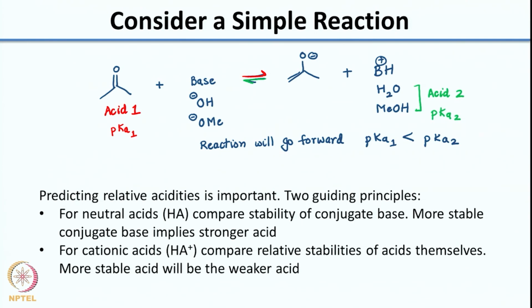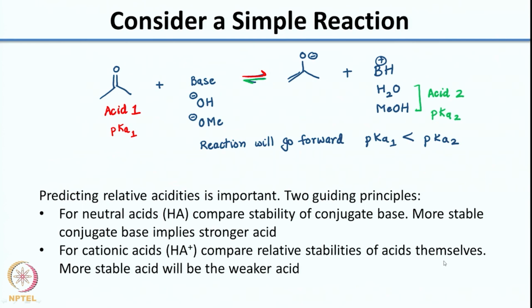And there are two guiding principles that you can use to predict relative acidities. For neutral acids, such as this case where you are looking at acetone, we called it HA in the previous slide, you usually compare the stability of the conjugate base. So you can compare the stability of the enolate versus the OH minus or OMe minus. And the second case is for cationic acids like HA plus, you compare the relative stabilities of the acids themselves.